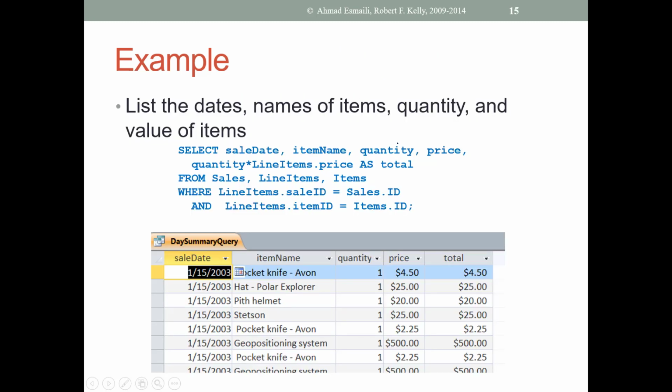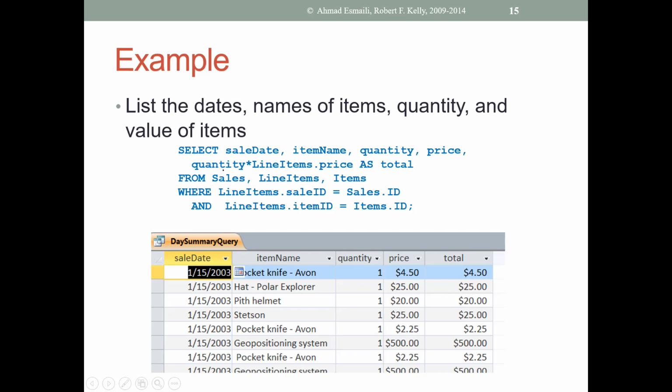Okay, so what else do we have here? Let's see another query. List the dates, names of item, quantity, and value of item. Right. So how do we do it? Let's look at this query itself, which should be easier to understand. We need the date. So sale date is a column in the sales table. So you need to have sale date, item name. Item name will come from the items table. Quantity will come from line items. Price will come from line items.